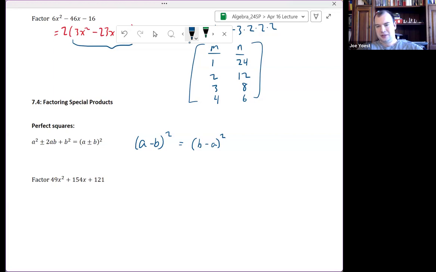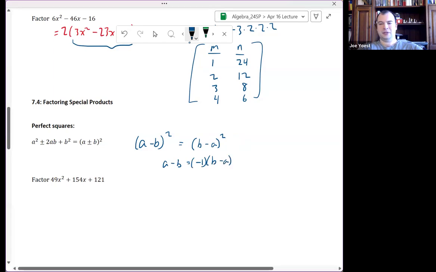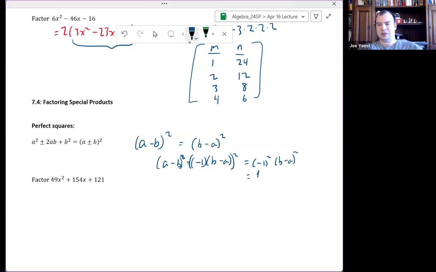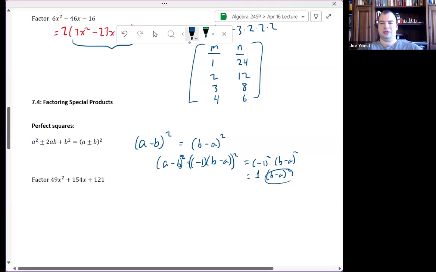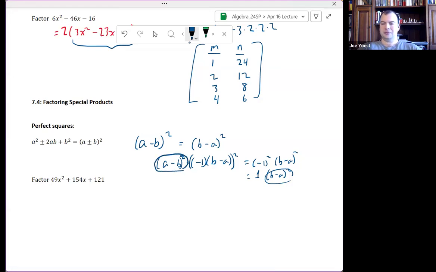Well, it's because a − b equals −1 times (b − a). So (a − b)² is (−1 times (b − a))², or that's (−1)² times (b − a)². But of course, (−1)² is just 1, times (b − a)². So we see (a − b)² is the same as (b − a)². Interesting little tidbit there.